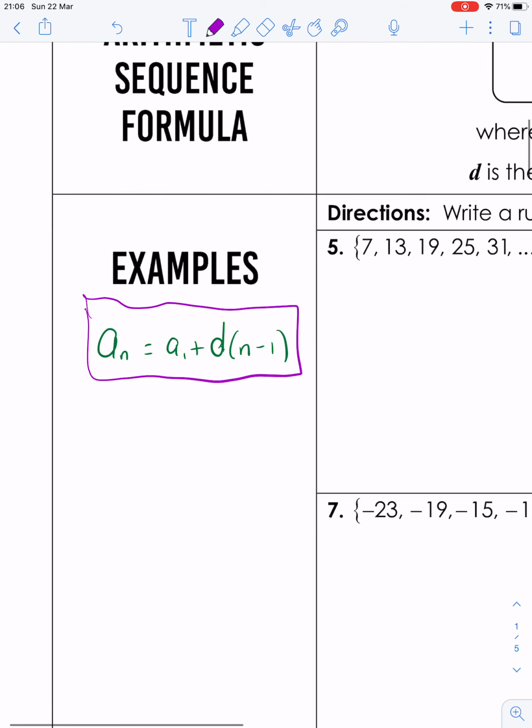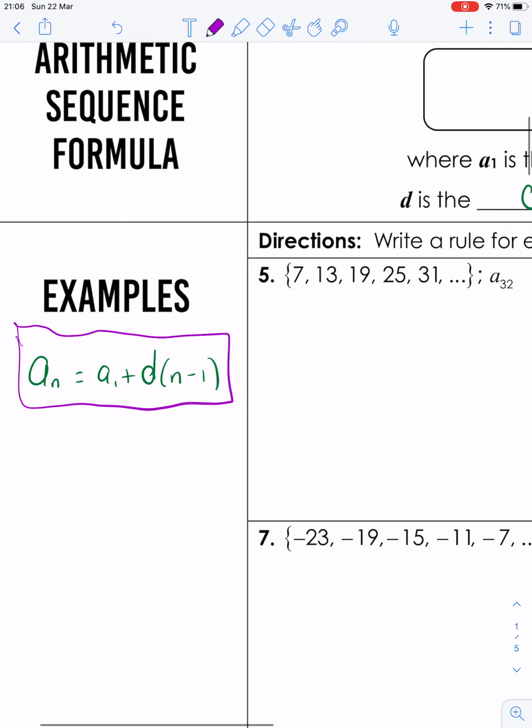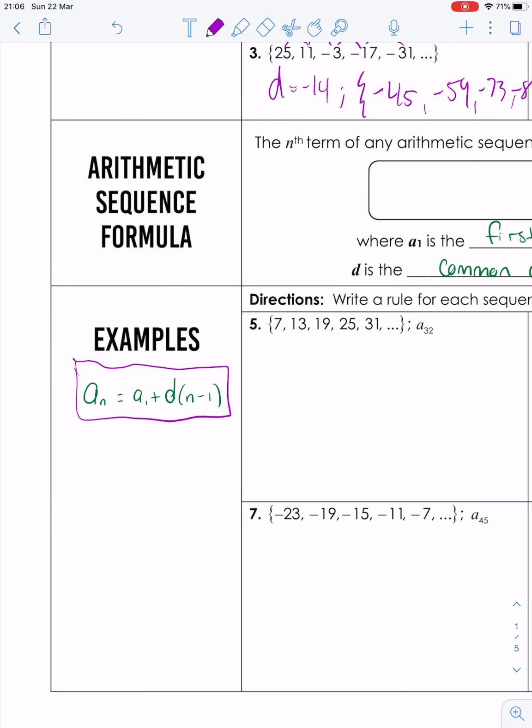What it means is, say for example, we're using number 5 here. The first term we know is 7, so A1 equals 7. We then have to see, is this an arithmetic sequence? It is. Going up by 6, going up by 6, going up by 6, which means our D is going to be 6. So say, for example, I had 7, and I wanted to figure out the 5th term away.